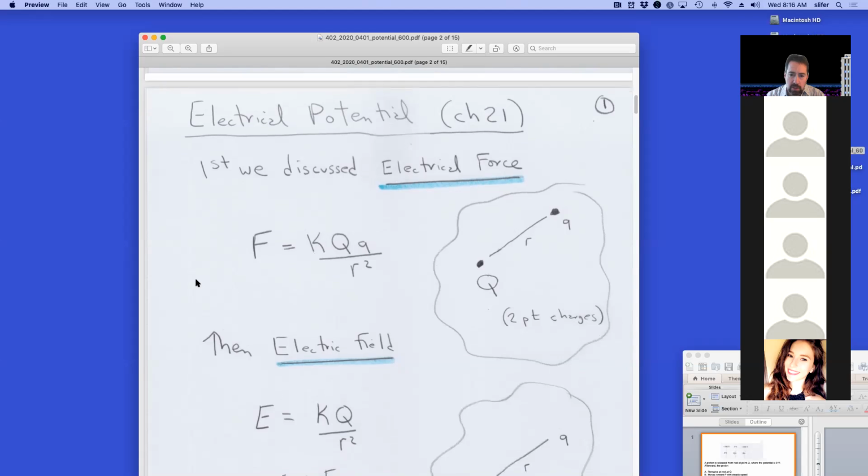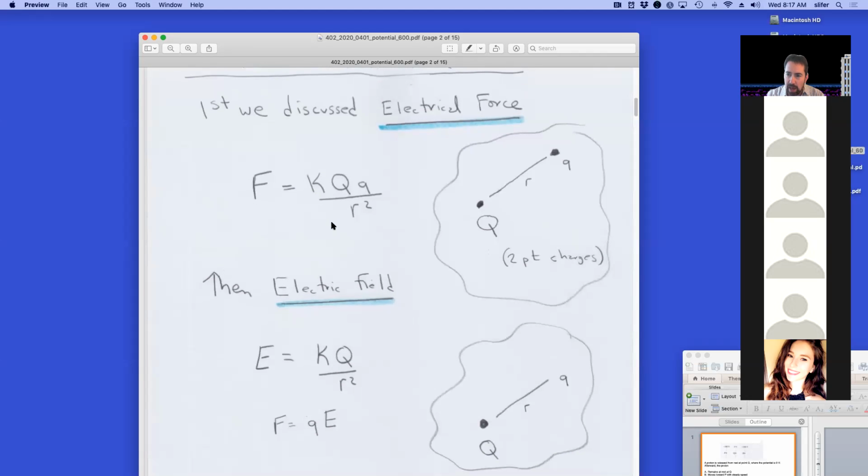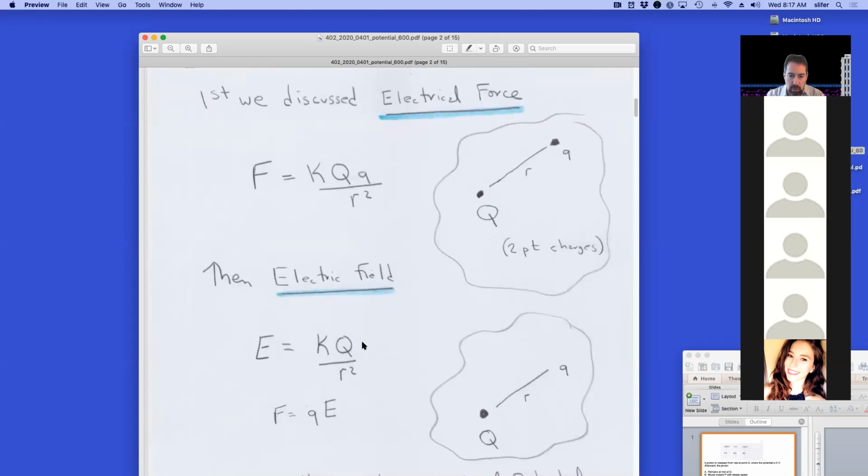So the first thing that we talked about, in a simple case of 2-point charges, is the electrical force. We have a big Q and a little q here, and they could be positive or negative or whatever, but they have a force in between them that's given by, the magnitude of it is given by Coulomb's law. And then we made that a little bit more abstract, and we went to the electric field, and we say, hey, this big Q here, I put it down in space, and it creates an electric field all around it, in the region around it in space.